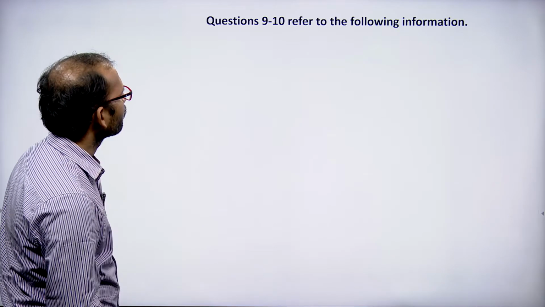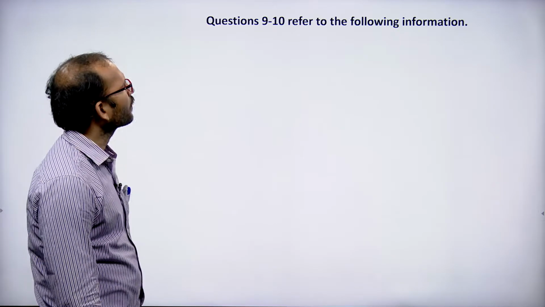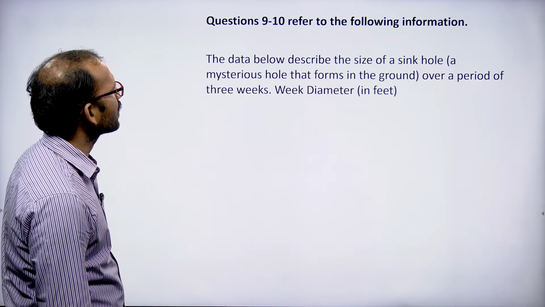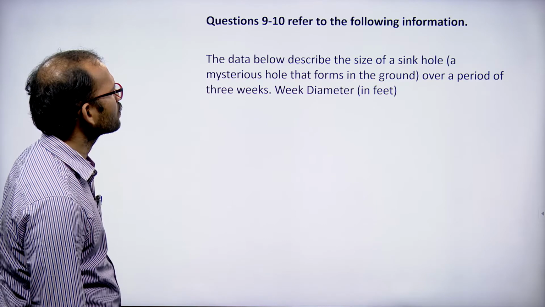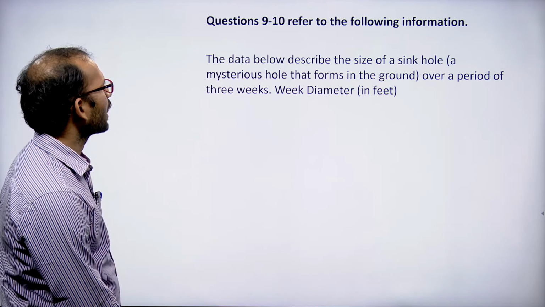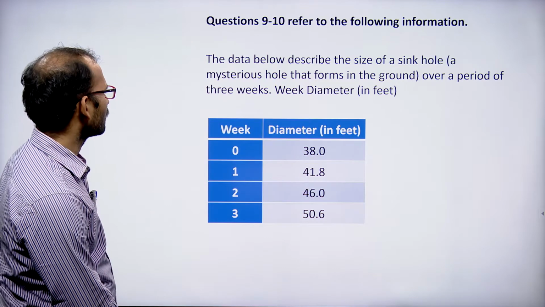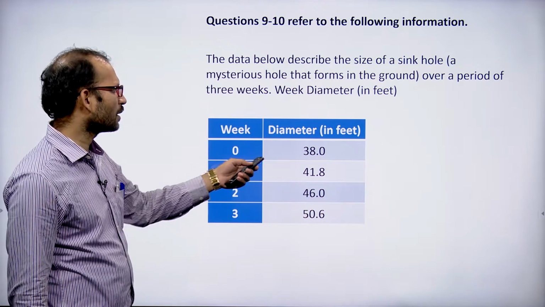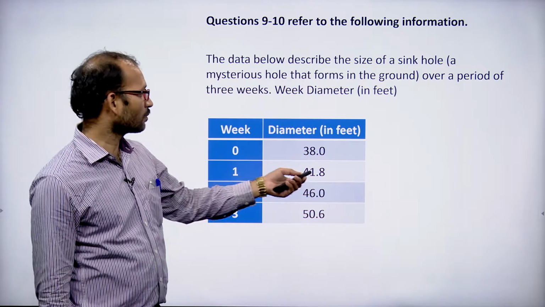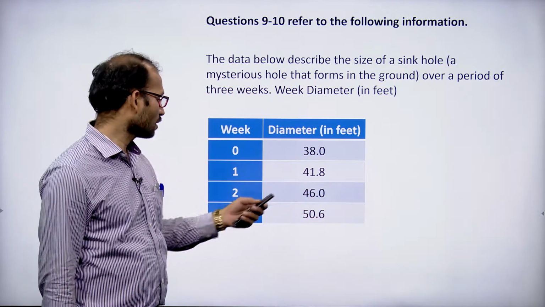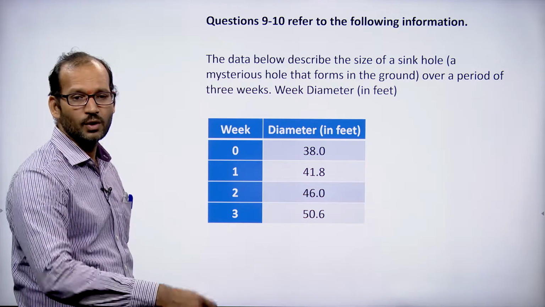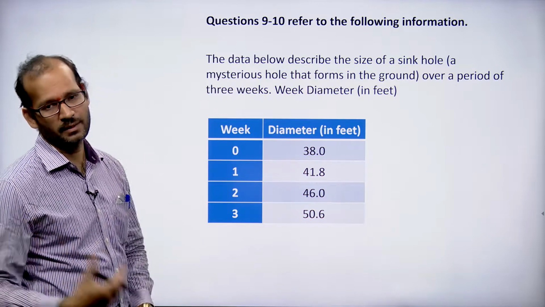Next, questions 9 to 10 refer to the following information. The data below describes the size of a sinkhole, a mysterious hole that forms in the ground, over a period of 3 weeks. Week 0, diameter in feet 38; after first week 41.8; after 2 weeks 46; after 3 weeks 50.6 feet in diameter. So every week it is increasing.